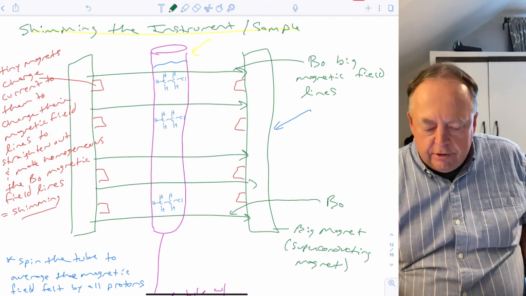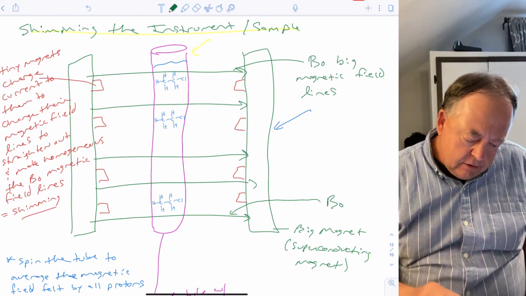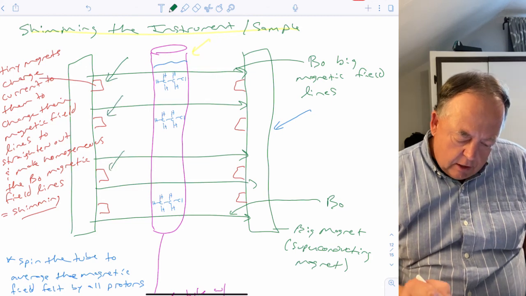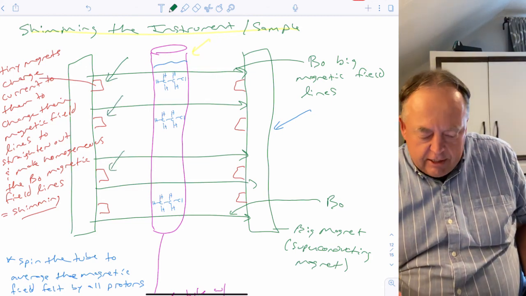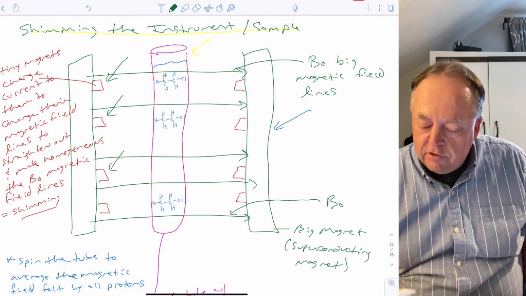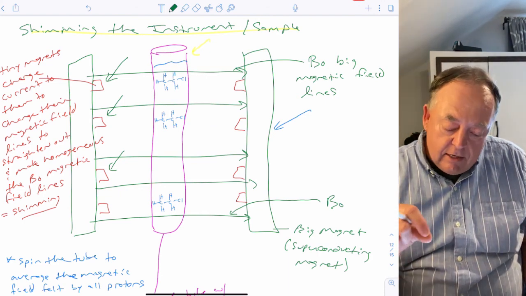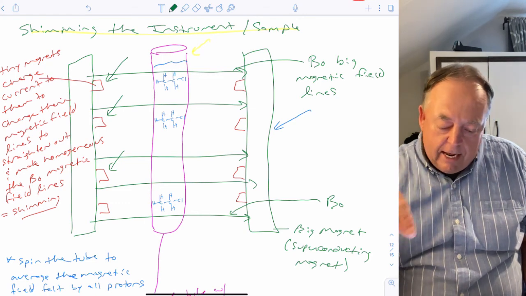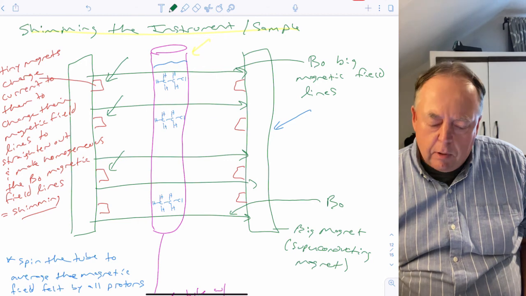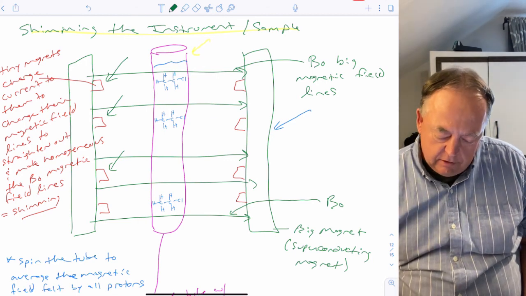So in order to make sure you have a homogeneous magnetic field from top to bottom, you have to shim the instrument. So what that means, basically, is there are small magnets on the big magnet, and you're going to change the current to those. So you're going to change the magnetic fields of the small magnets, and you're going to use those magnetic fields to try to straighten out or make the big magnetic flux lines as homogeneous as possible from top to bottom of the instrument.